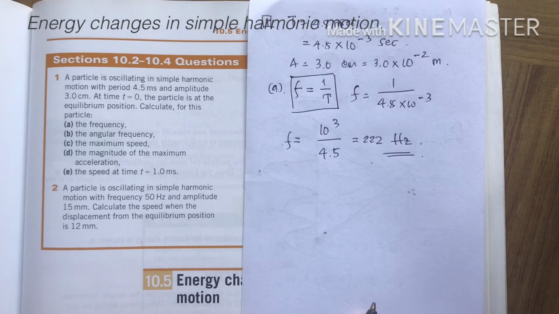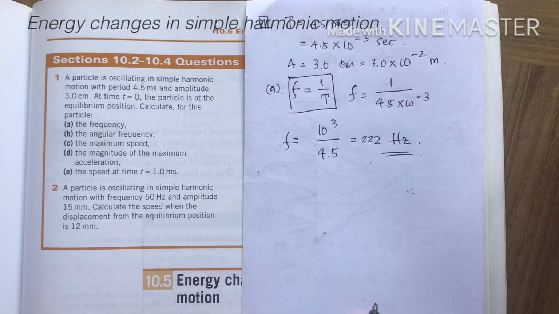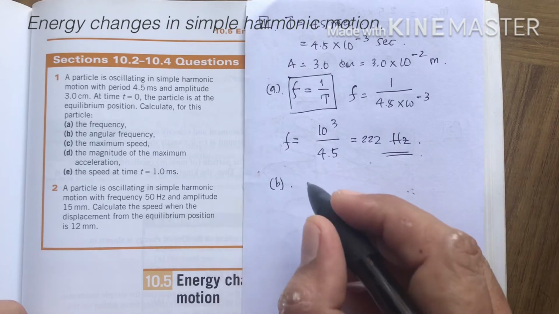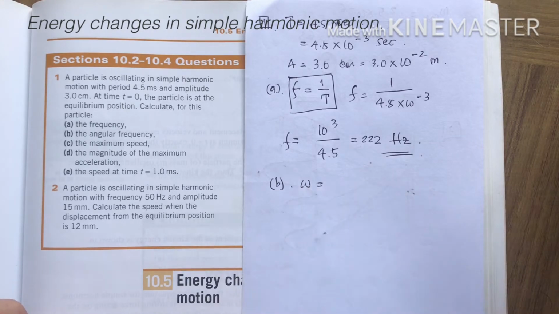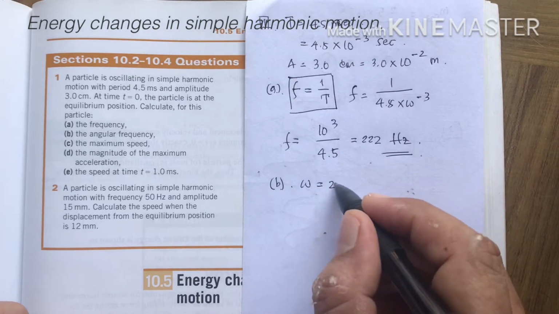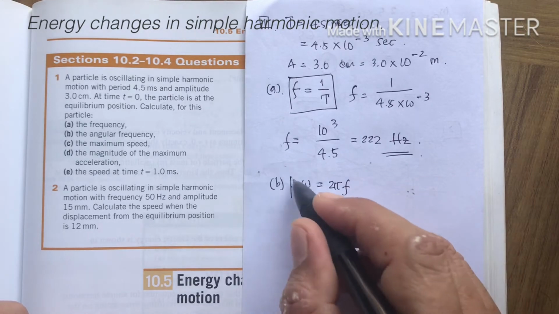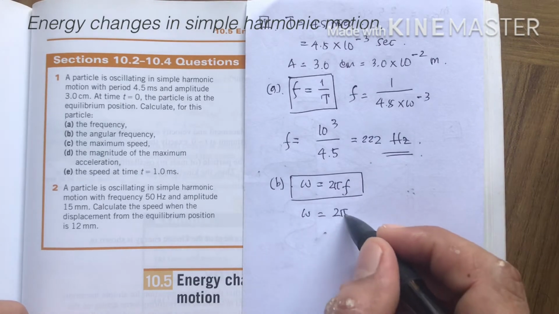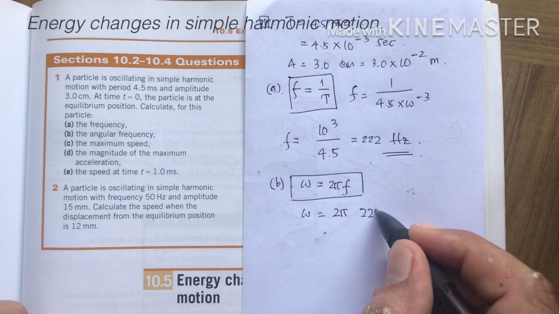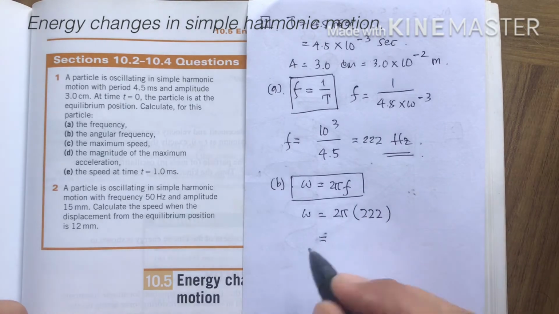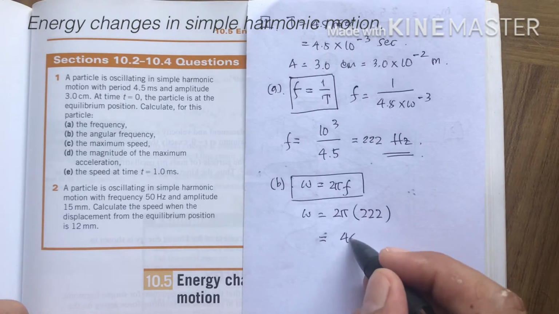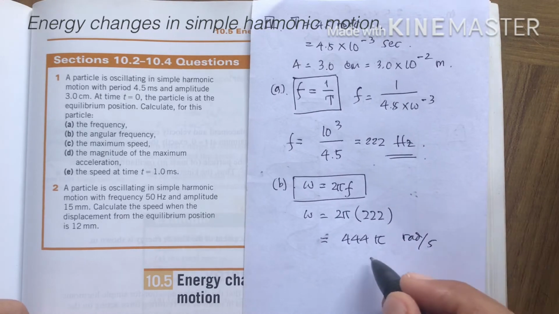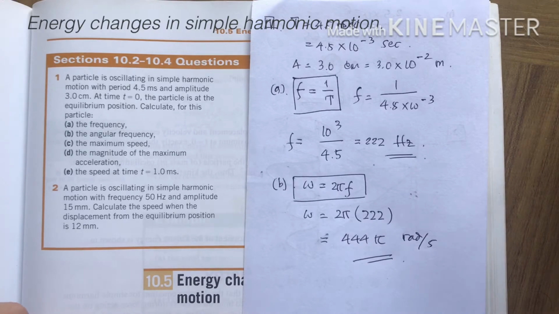Okay, now the second question, the angular frequency. Angular frequency is omega, and the formula is 2 pi f. So this is 444 pi, in radian per second.